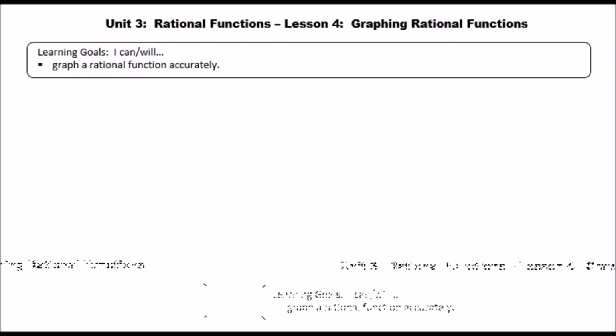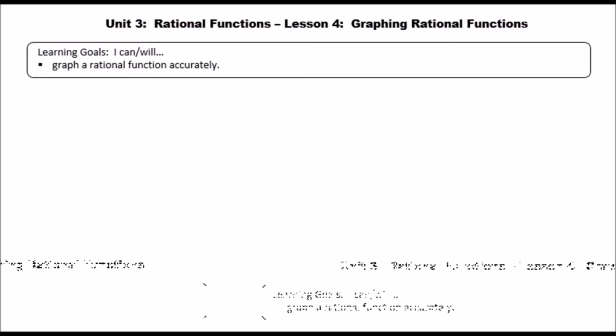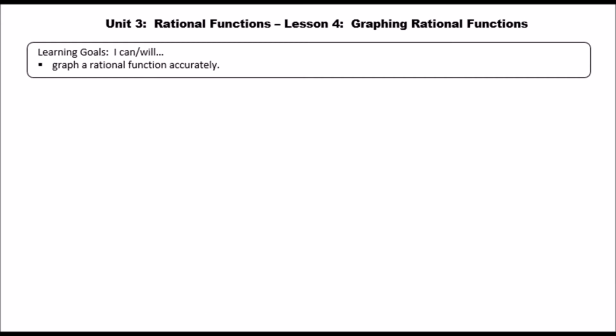Welcome to Unit 3, Rational Functions, Lesson 4, Graphing Rational Functions. The learning goal today is: I can and I will graph a rational function accurately. We talked about this in Lesson 3, but today we're going to do some more complicated examples than we did in Lesson 3. So here we go.